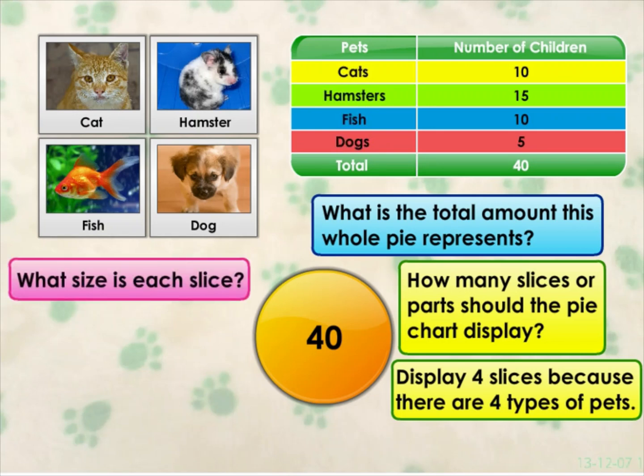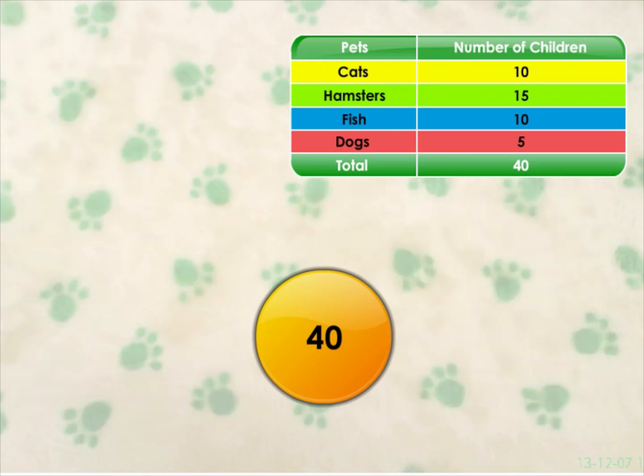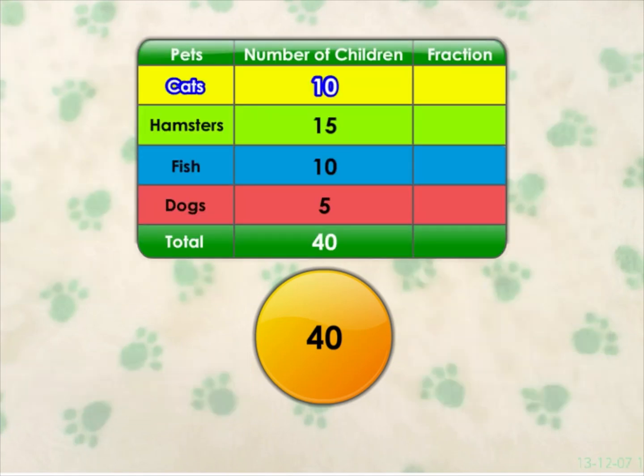How would you decide the size of each slice? So we need to find the fraction of the number of children for each type of pet. What fraction is the number of children who like cats? 10 over 40 equals 1/4.